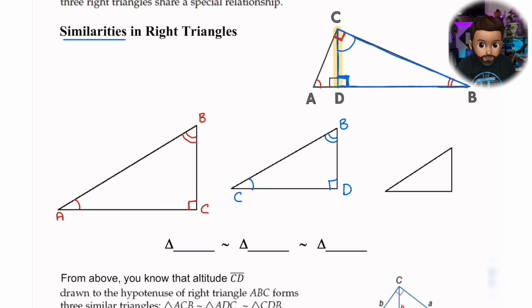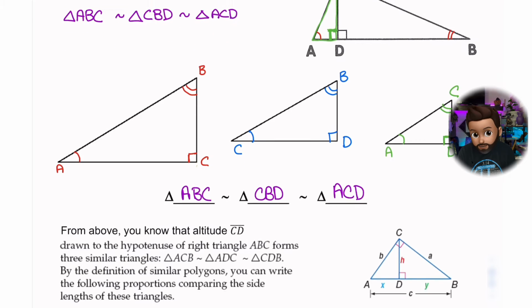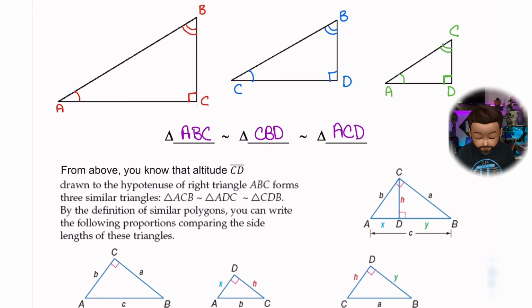Once I have those corresponding parts matched, then these triangles have been drawn so they're oriented in the same direction, so that I can see where the matching corresponding parts are going to go. Now I can write down a similarity statement between the three triangles. Triangle ABC is similar to triangle CBD is similar to triangle ACD. All three triangles are similar. So we can set up proportions between corresponding sides, and angles are congruent, corresponding ones, that is. So this is a very useful tool.